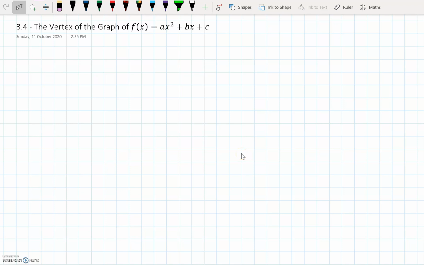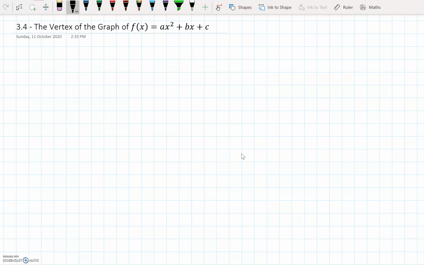Okay, what we're going to look at now is the vertex of a quadratic function. Now, one really important thing is this only works for quadratic functions, okay? Some people are later tempted to use it for cubic and quartic functions, and it doesn't work. So please make sure you only use this when you're doing quadratic functions, okay?